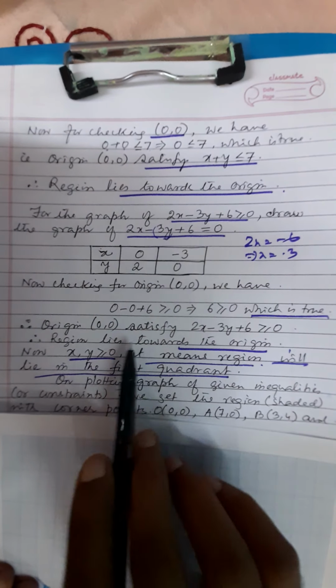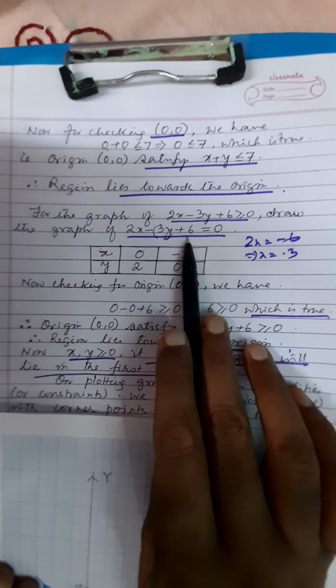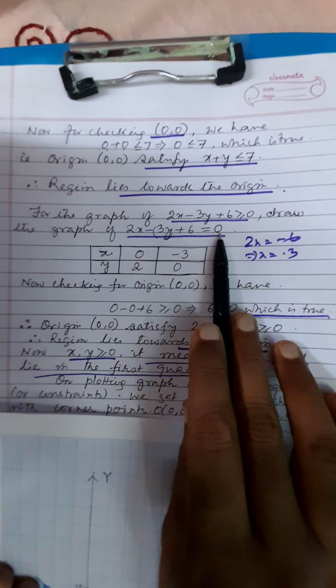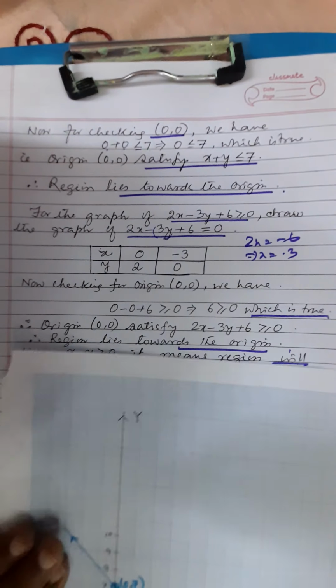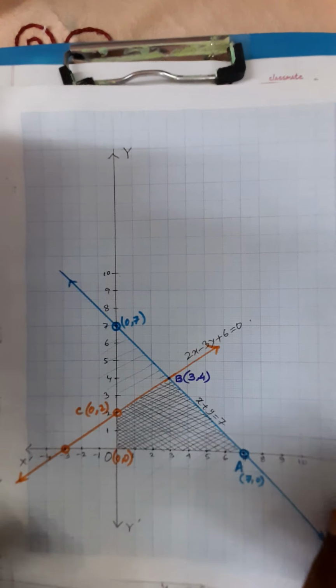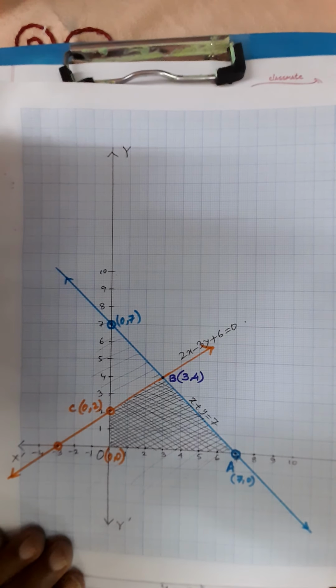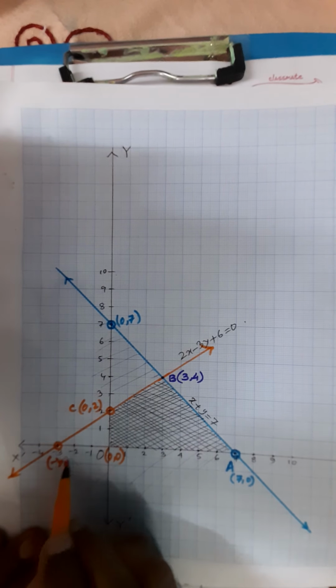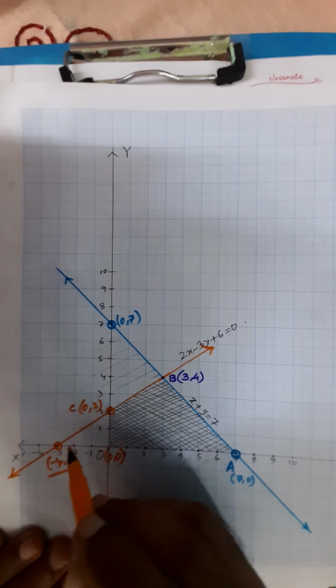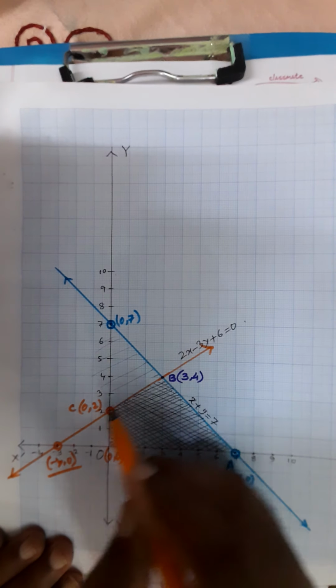The second constraint is 2x + 3y, 2x minus 3y plus 6 is equal to 0. The points are (0, 2) and (-3, 0). This point is (0, 2), and this is (-3, 0). If we join them, we get this straight line.